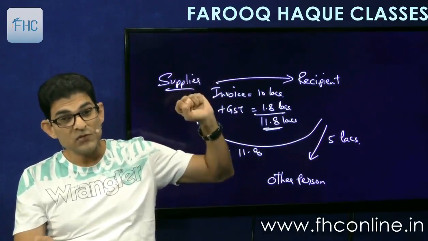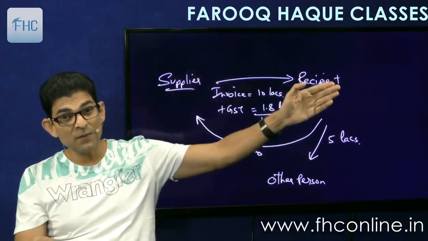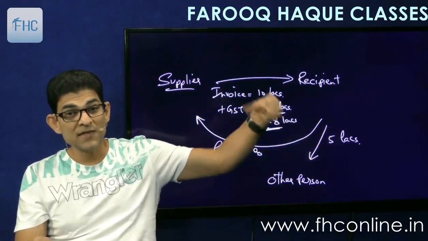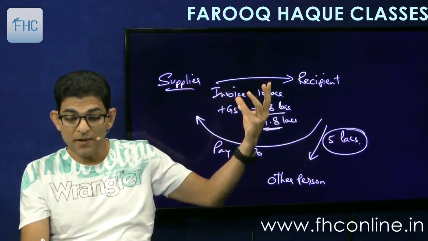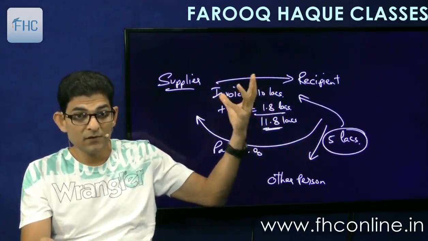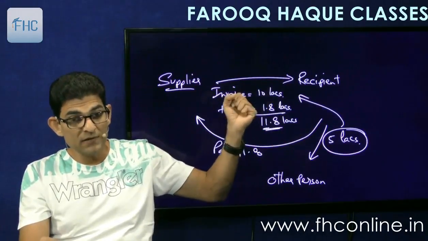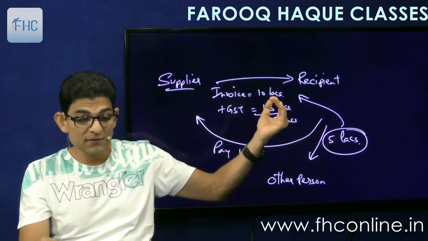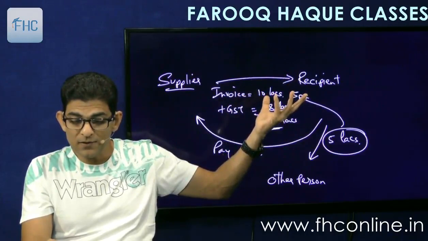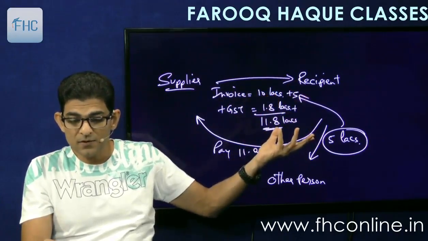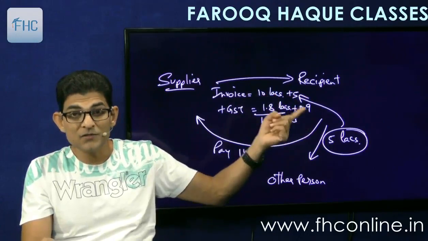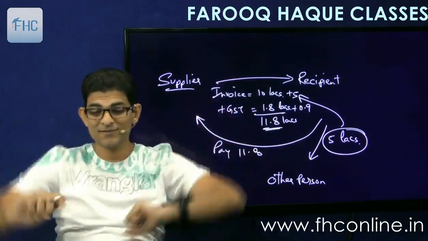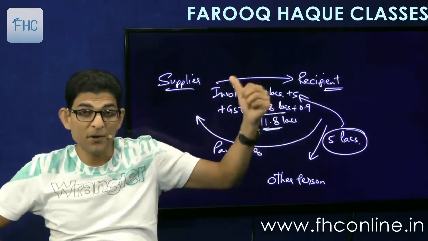So then what happens in valuation? Section 15 says that if any amount is paid separately by the recipient to another person on behalf of the supplier, then this amount is added to the value. So the value will become 15 and then GST will be calculated accordingly. So GST will also come on this 5 lakhs. So we'll have to add 5 here in the invoice plus 0.9 as GST.